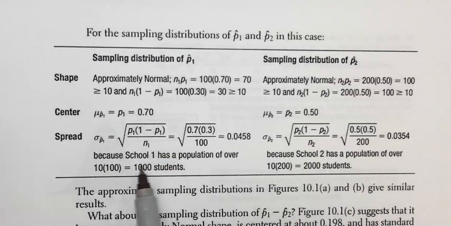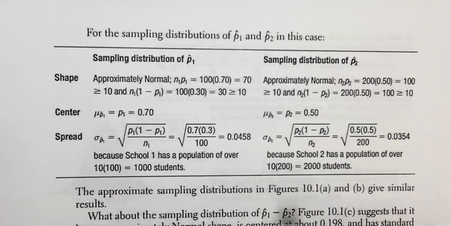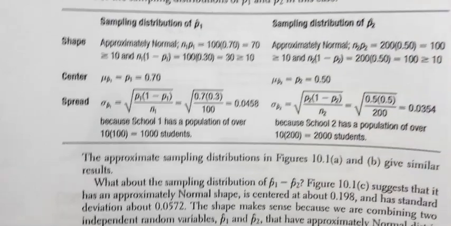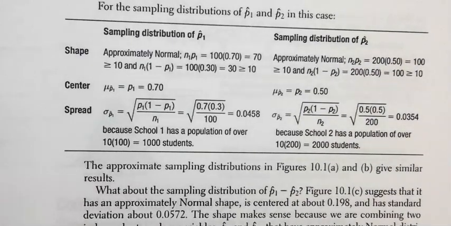Because school one has a population over 10 times 1,000 and so forth, all those things are checking out. So we have less than 10% of the population, so we pass the 10% rule as well. For that reason, that would allow us to actually do the test and make an inference on the whole population with the data we have.